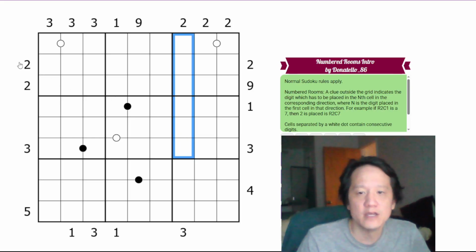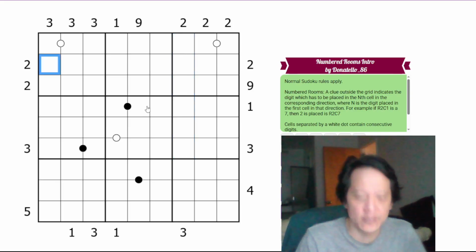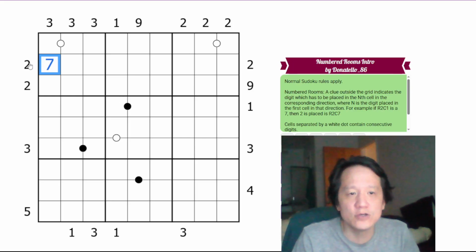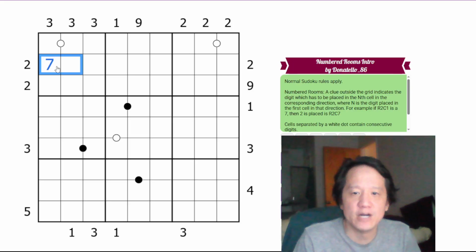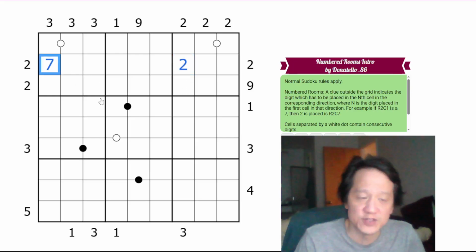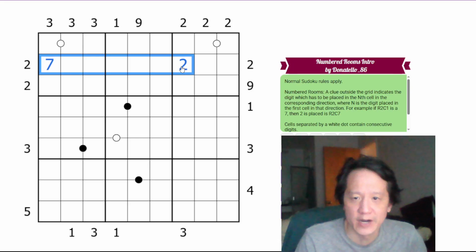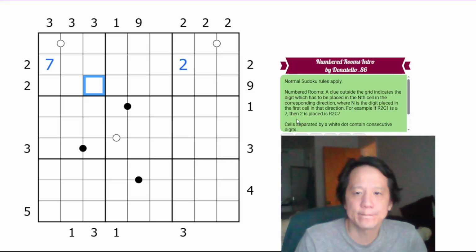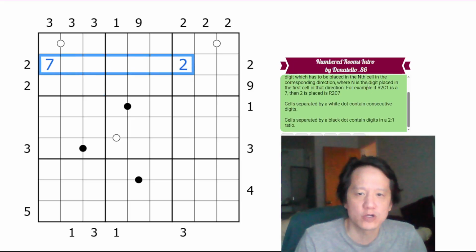For example, if row 2, column 1, is a 7, then 2, which is the digit outside of the grid, outside of this specific row in this direction, must be placed in row 2, column 7. So this would have to be a 2 if this were 7, because this is saying 2 has to be in the 7th cell in this direction. That's an example of how numbered rooms work.